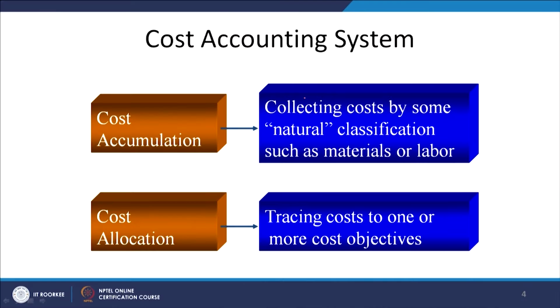Total workers working in the plant are manufacturing all the 4 products, right, but how much time of that labor is consumed by product A, B, C and D has to be properly identified and found out. So, tracing cost to one or more cost objectives is known as cost allocation.